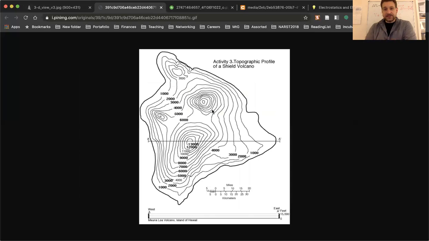Here's another example of a topographic map. We have these points of higher elevation, higher gravitational potential. Think greater electric potential too.